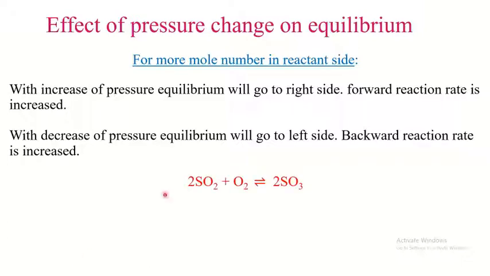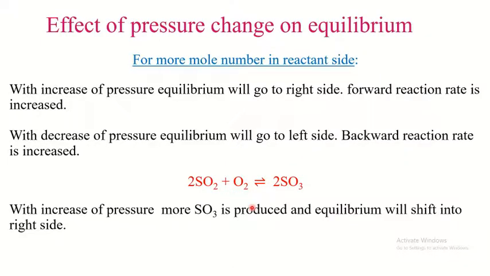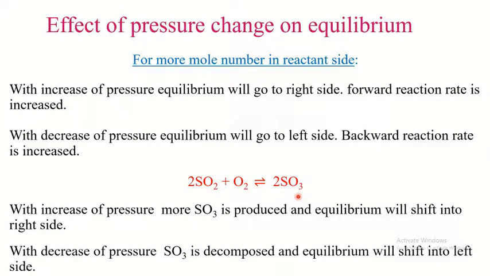Now look at this reaction here also. The mole number of the reactant side is more than the product. So for this reaction, if pressure is increased, then forward reaction rate will be increased. More sulfur trioxide is produced and equilibrium will shift to the right side. And if pressure is decreased for the reaction, then equilibrium will shift to the left side. That means backward reaction rate will be increased and some sulfur trioxide is decomposed to produce sulfur dioxide and oxygen.